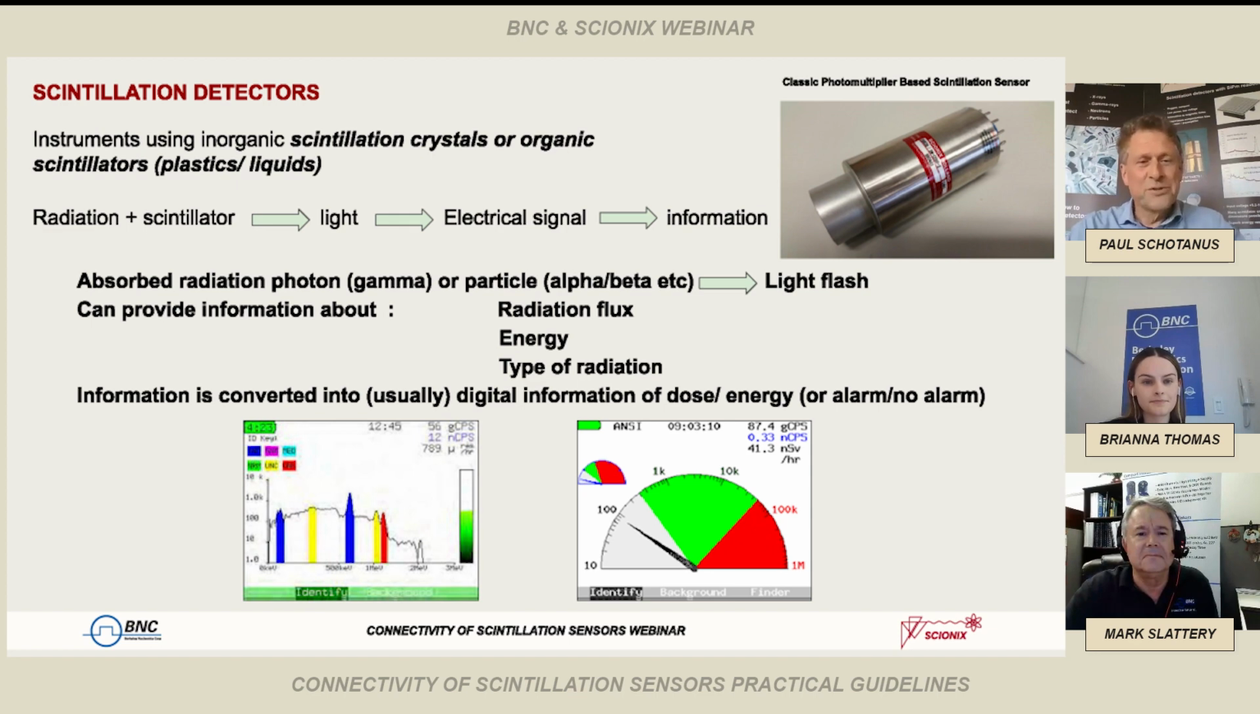The information is usually converted into digital information, for example, the pulse height spectrum. To the left, you see a typical radio identifier spectrum, a RID spectrum. You see some peaks. It can be a threat, it can be NORM, it can be a medical isotope. Or the information can be giving you information on dose. All that information is digital these days.